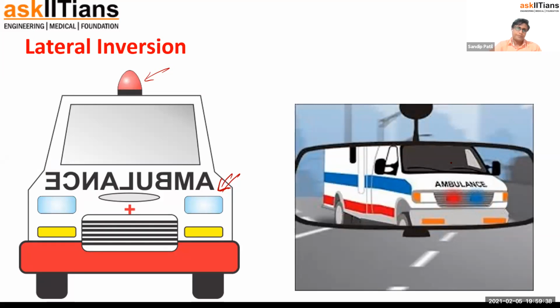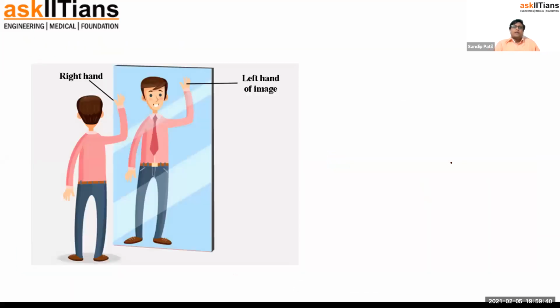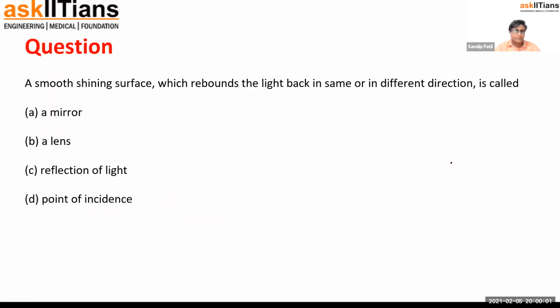Okay. Next. Here also you can see one example of the lateral inversion. You can see the right hand as the left hand of the image. You can also try this anytime at your home. We have mirrors at home, so you can consider this one too. So this is the whole part of our introduction of light chapter.